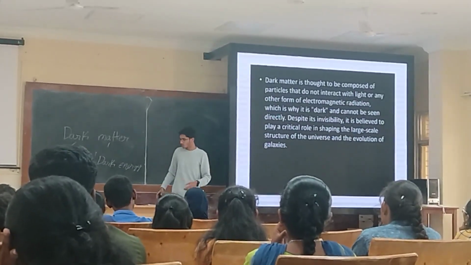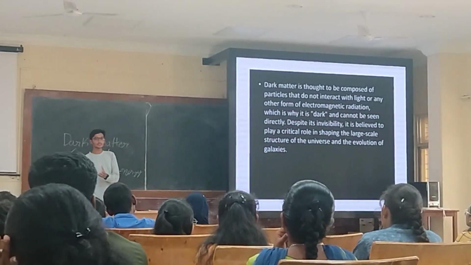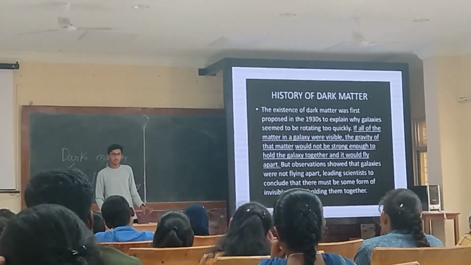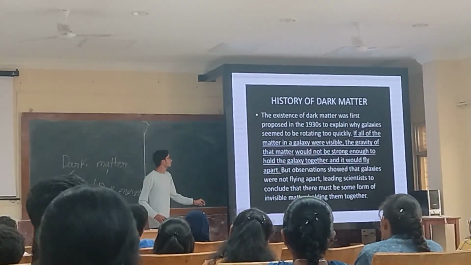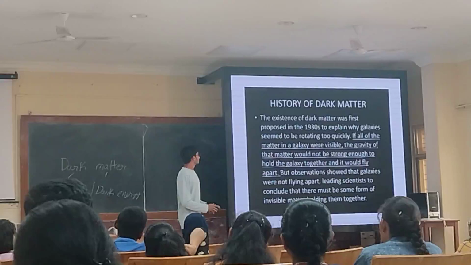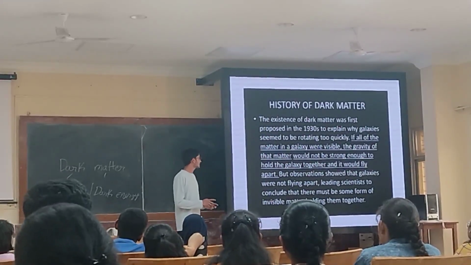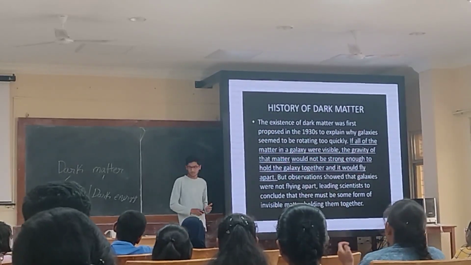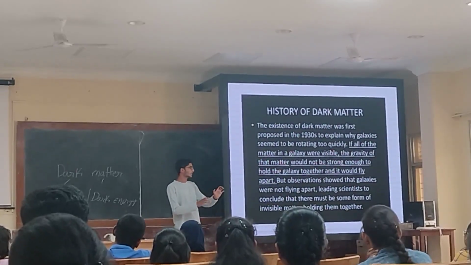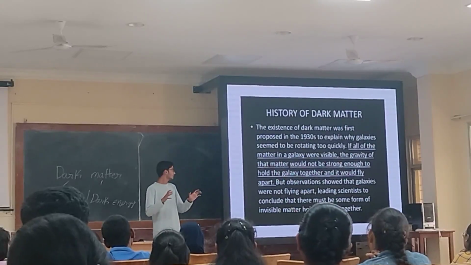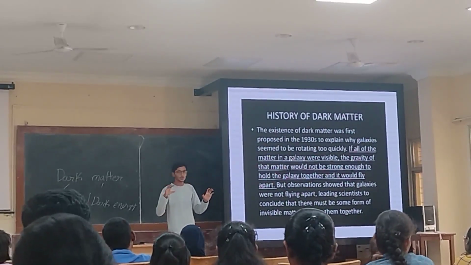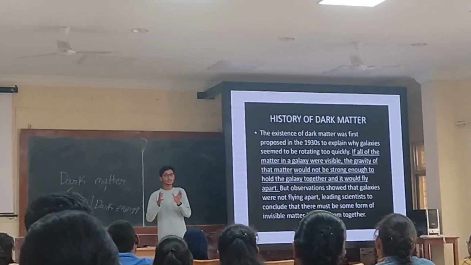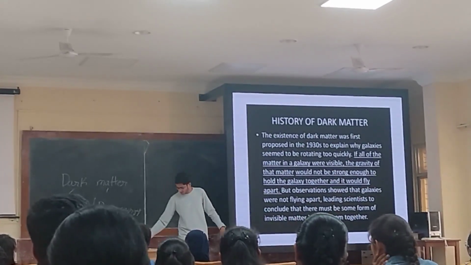In science we do not believe any theory without experiment, observation, and inference. So we need some evidence to prove that it exists. Let us see the history of dark matter. If all the matter in the galaxies were visible, the gravity of the matter would not be strong enough to hold the galaxies together and they would fly apart. What I mean is, if we think of the solar system with only the planets there, the gravity of those matters is not enough to hold it together when the universe is expanding. So there is some matter which is holding them together. That is dark matter.